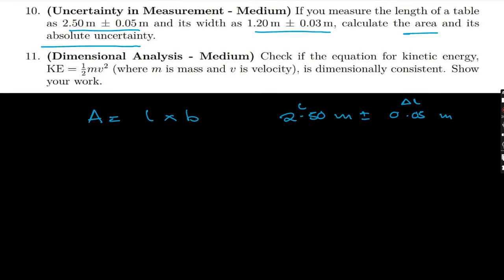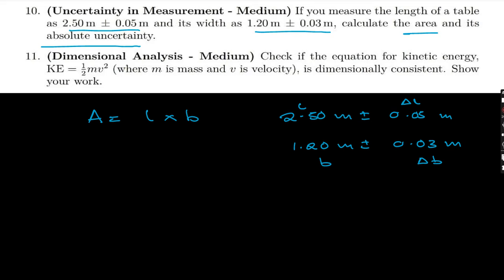What about this part, which is the width? We are going to name it B. It is 1.20 meters, plus or minus 0.03 meters. Even here we're going to say this is our breadth, and this is our delta B. It is the uncertainty in width.